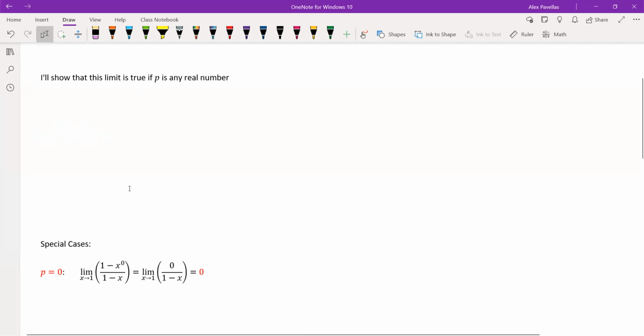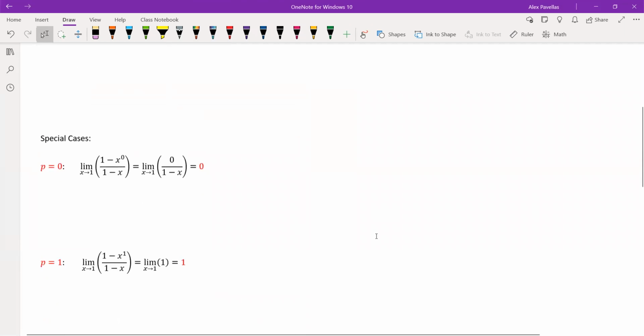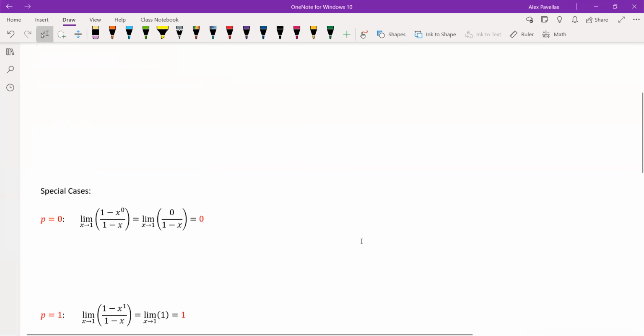Interesting. Next special case is if p equals 1. If p equals 1, we just plug in 1 for the exponent there, and we get the limit as x approaches 1 of 1 minus x over 1 minus x, right? So that whole thing reduces to 1 before we even do the limit. And if we do the limit as x approaches 1 of 1, we get 1. Okay, easy enough so far, right? So this identity is definitely true if p equals 0 and if p equals 1.